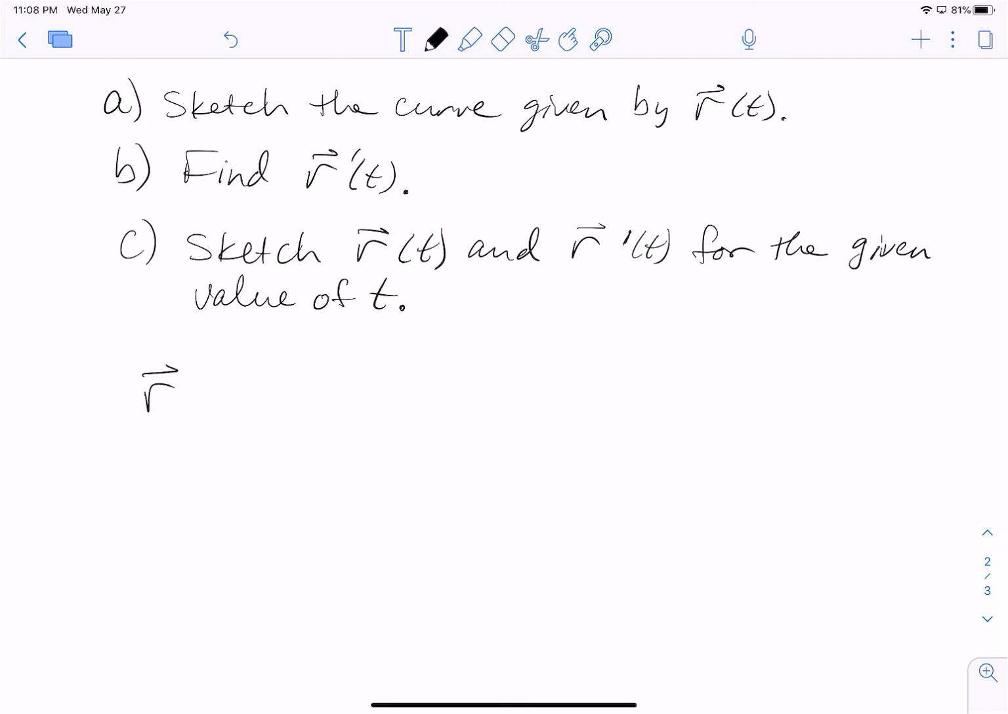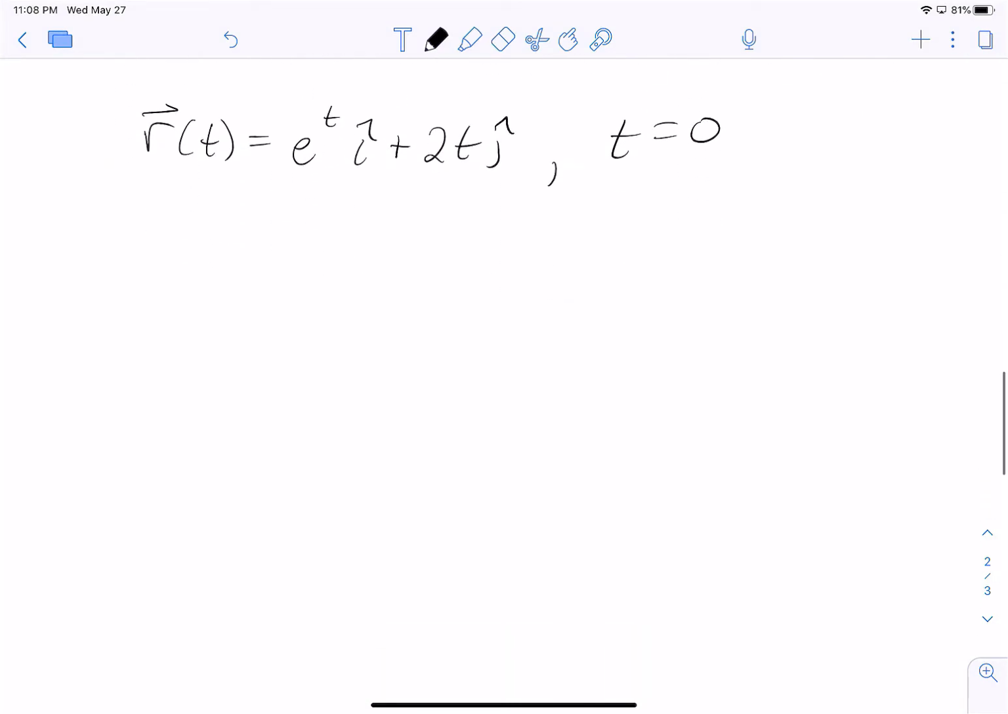For the vector function r of t equals e to the t i plus 2t j, we're going to sketch the curve given by r of t, find r prime of t in terms of t, and then sketch r of t and r prime of t for a particular value of t, that value being t equals 0. First, let's sketch the curve.